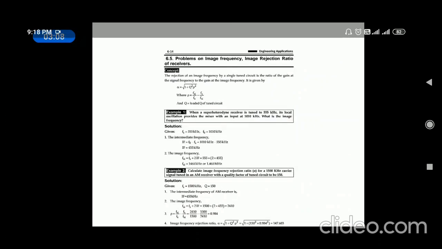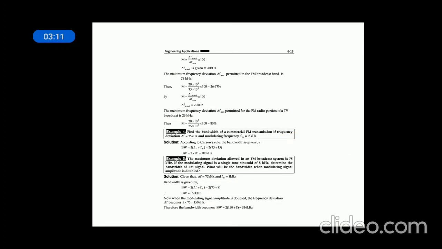For this problem we should remember some important concepts of broadcasting of FM signals and broadcasting of television signals. The maximum permitted frequency deviation for FM radio is 75 kHz. The maximum frequency deviation permitted for TV broadcast sound communication is 25 kHz. That you should remember.